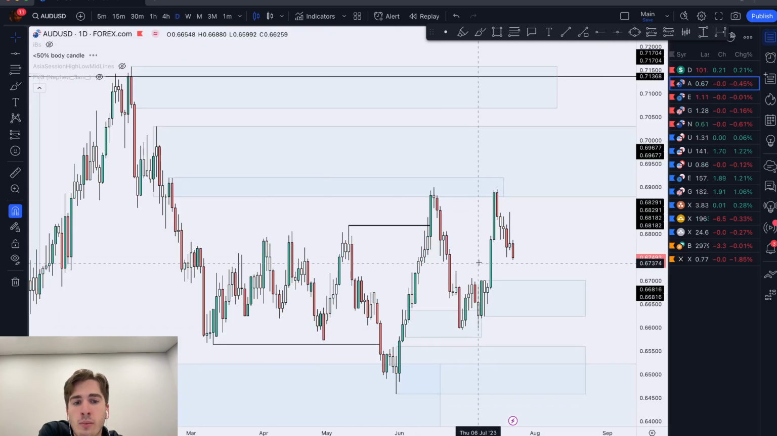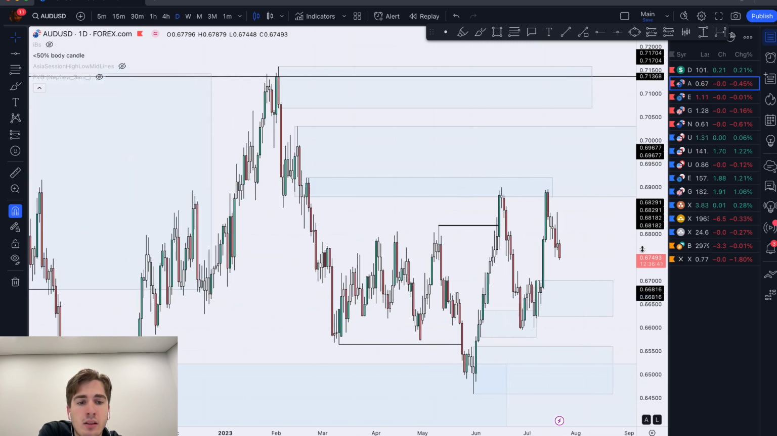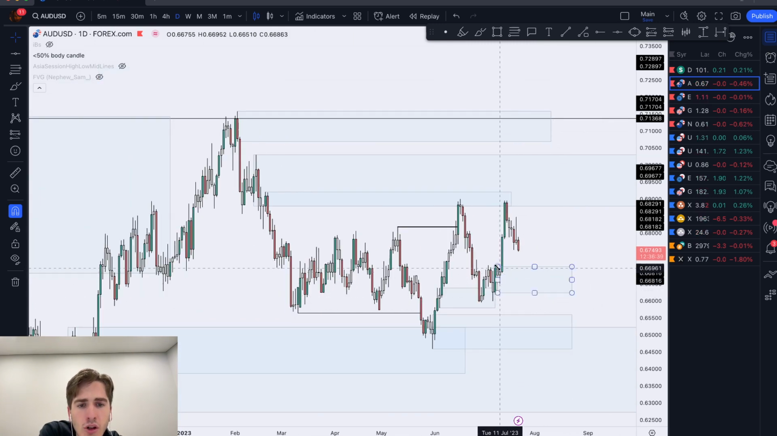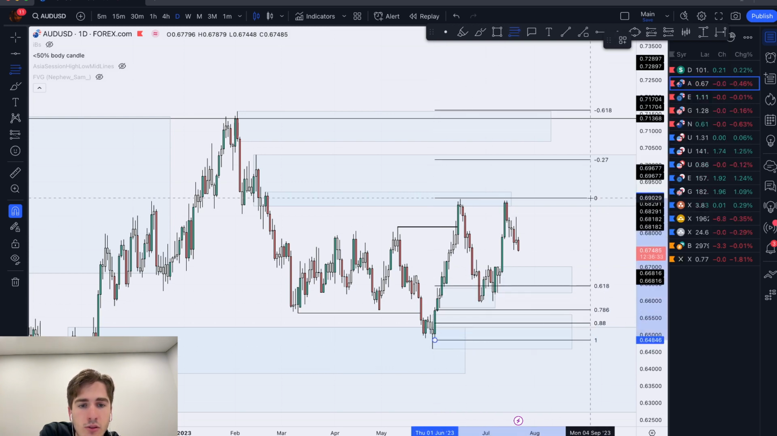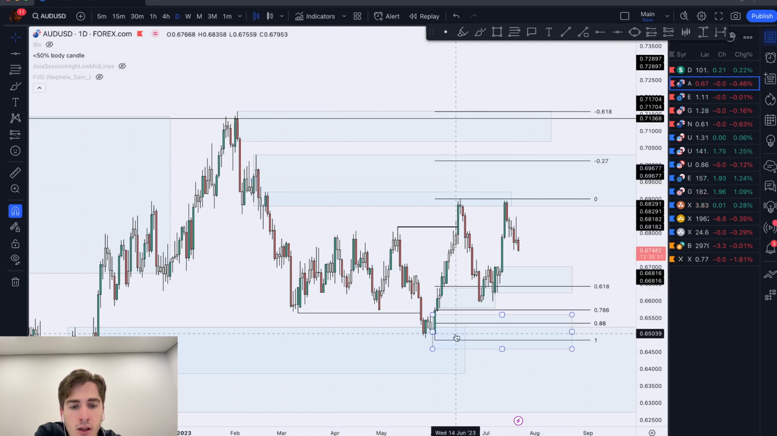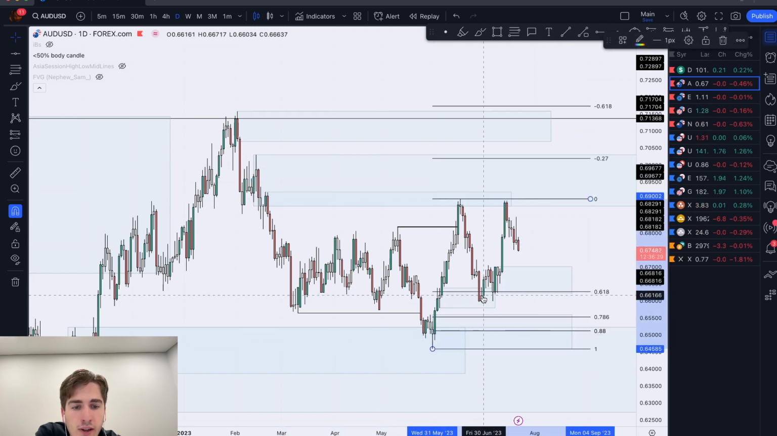Now, looking at the other dollar pairs, mainly the Aussie dollar. Aussie dollar is still bullish. Overall, of course, we saw a reversal from the 61.8 fib. If we just quickly draw in a fib, we can then see it reversing towards the upside, aligned with this area of demand.